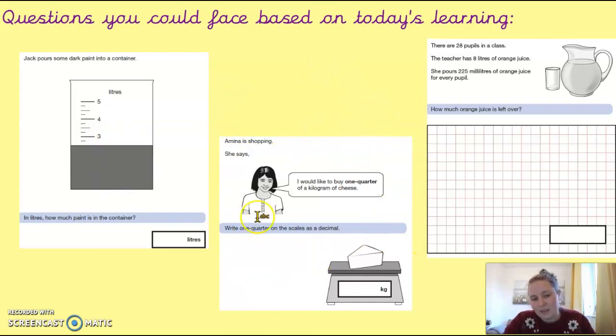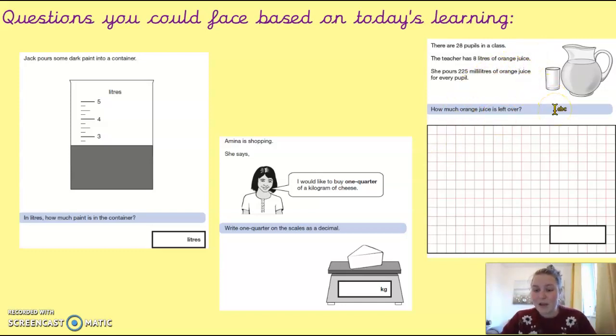Here we've got Amina is shopping. She wants to buy 1/4 kilogram of cheese and write that as a decimal. So you need to think, what's a half as a decimal? What's a quarter as a decimal? Can you write that in? It's less than 1. Here we've got 28 pupils in a class. The teacher has 8 litres. She pours 225 millilitres of orange juice for every pupil. How much will be left over? So we need to know that 8 litres is 8,000 millilitres. Okay. And then we're going to need to multiply that up.